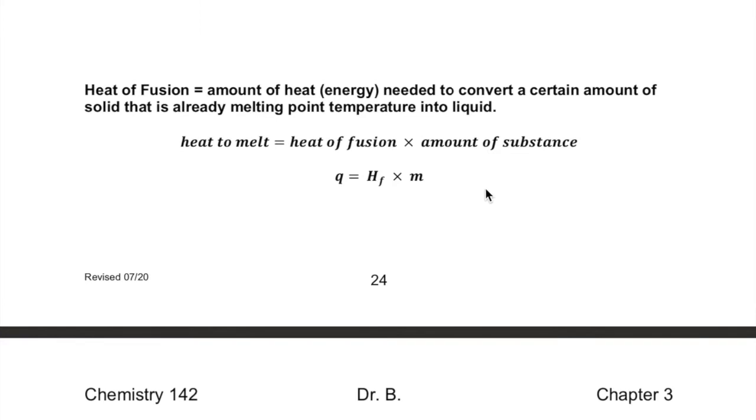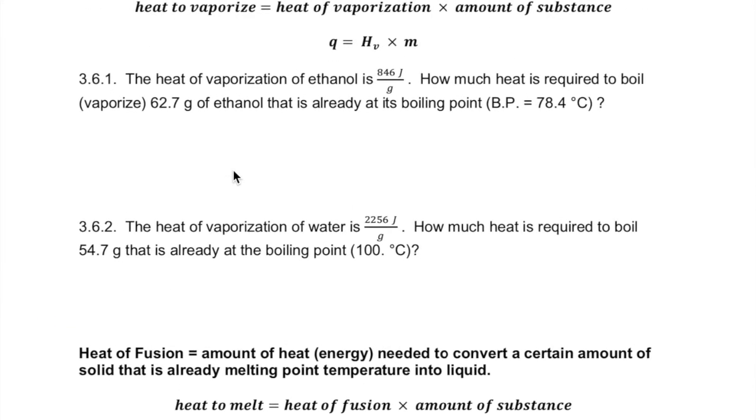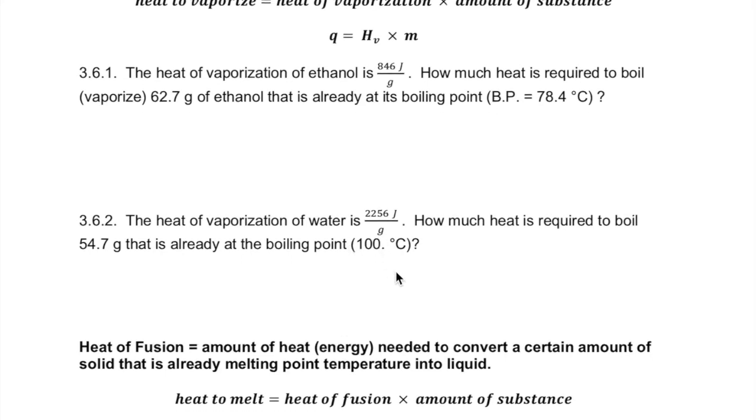Heat of fusion is very similar. This is the heat required to melt something rather than boil something. But melting something also does not need a temperature change. So the entire time that something is boiling or something is melting, it will be at the same temperature. So the heat that's going in is not changing the temperature, it's changing the state. So for these previous problems, while the ethanol was boiling, it stayed at 78.4 degrees the whole time. While the water was boiling, it stayed at 100 degrees for the whole time.